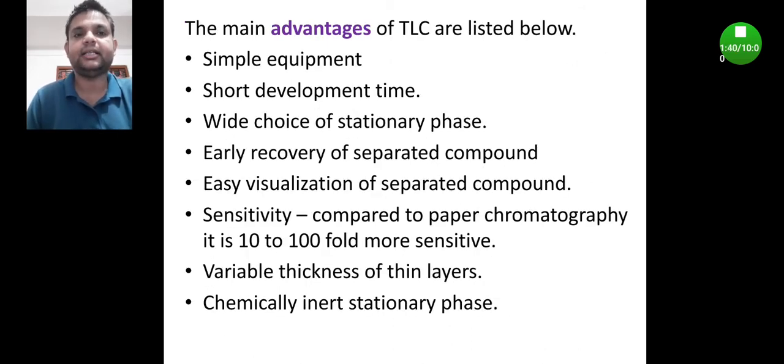Let us see what are the advantages of TLC. It is a very simple technique, requires short time of development of chromatogram, wide choice of stationary phase, early recovery of separated compound, easy visualization of separated compound, sensitivity is higher compared to paper chromatography, variable thickness of the stationary phase, chemically inert stationary phase. So these are in brief various advantages of TLC.